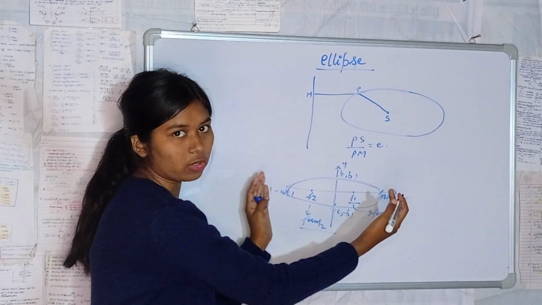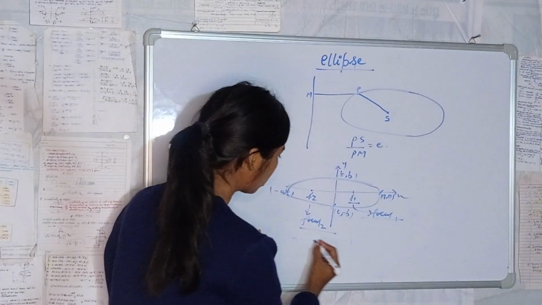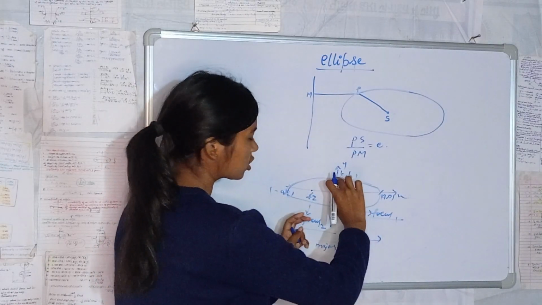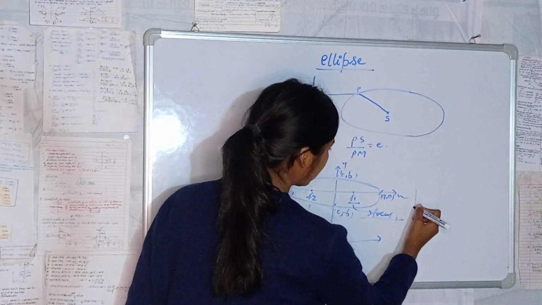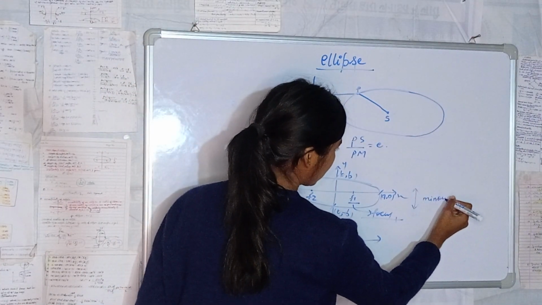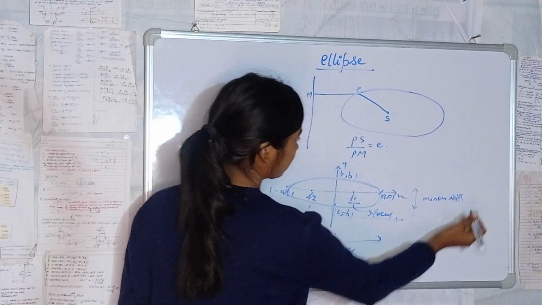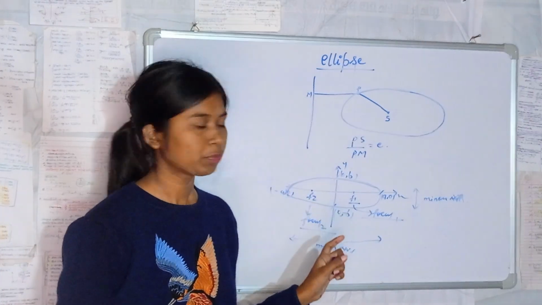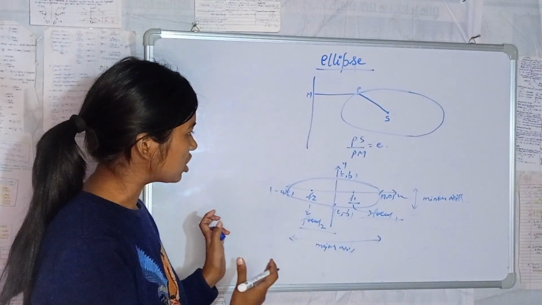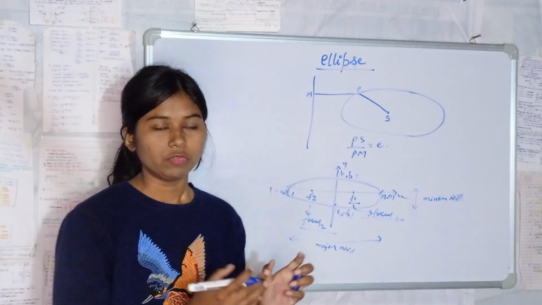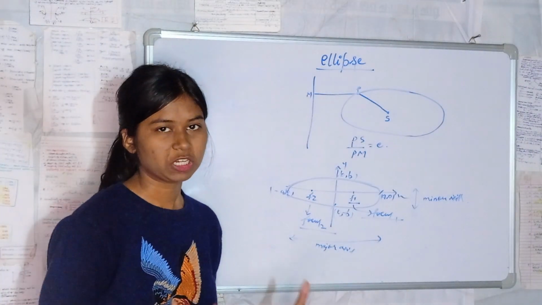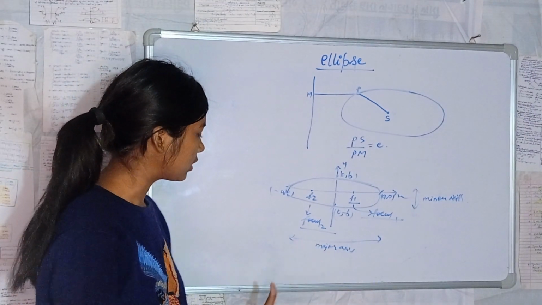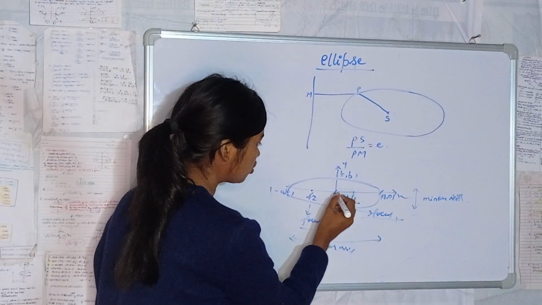The longer distance is called the major axis, and the shorter distance is called the minor axis. This is the major axis, and this smaller part is the minor axis. These are all the terms involved in an ellipse, so that it will be easy for us to solve many questions involving such problems. This is considered the center, which is present at 0 comma 0.